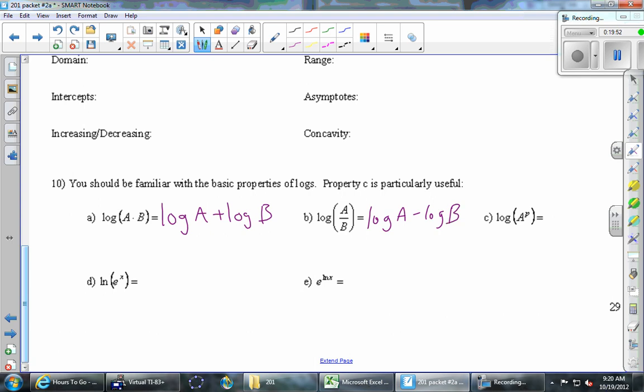These properties were useful way back when logs were invented a few hundred years ago, when we didn't have a calculator. These properties are not all that important to us today, but part C is. What can you do when you have log of something to a power? You can bring that power down. We're going to use that property over and over again.